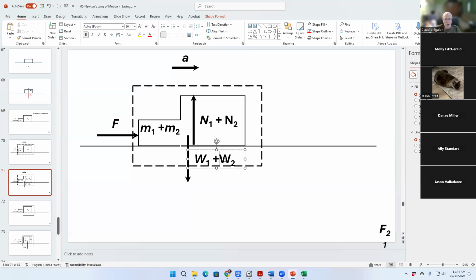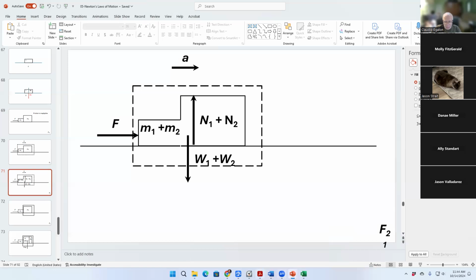And so the normal will be given by the normal of 1 plus the normal of 2. The net weight is going to be the weight of 1 plus the weight of 2. In this type of solution, we do not need to use Newton's third law of motion, but I'm going to solve it anyway. Because the surface is frictionless, we have just this single force here in the horizontal direction. The acceleration must be in the horizontal direction as well and pointing the same direction as the force. Okay?